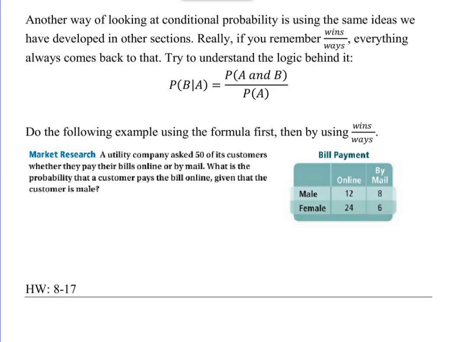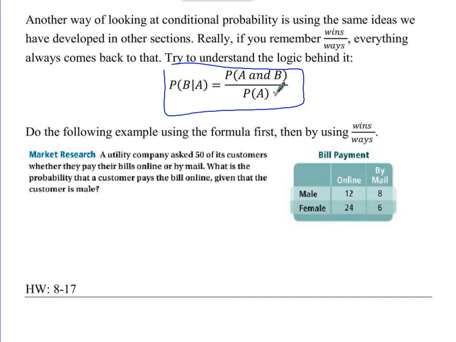Another way to look at conditional probability, this is the book's way that you're about to see, is using the same ideas that we've developed in other sections. Basically, you're doing wins over ways. Just remember that. Anytime you're doing probability, it's wins over ways. The book's formula is this right here. If you forget what I told you and you look in the book, you'll see that. What does it mean? It means the probability of me picking this, given that I was told this already happened, is equal to the probability of events A and B occurring together at the same time, divided by the probability of event A occurring.